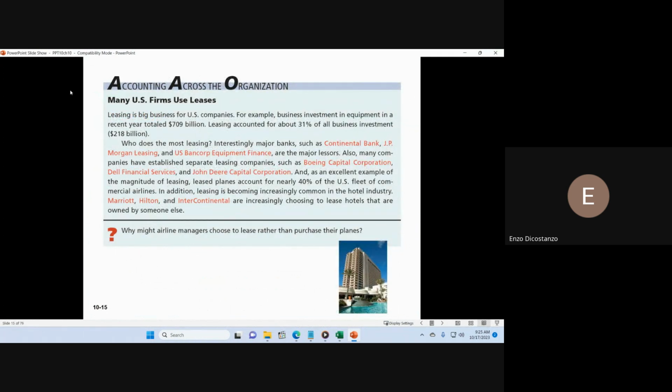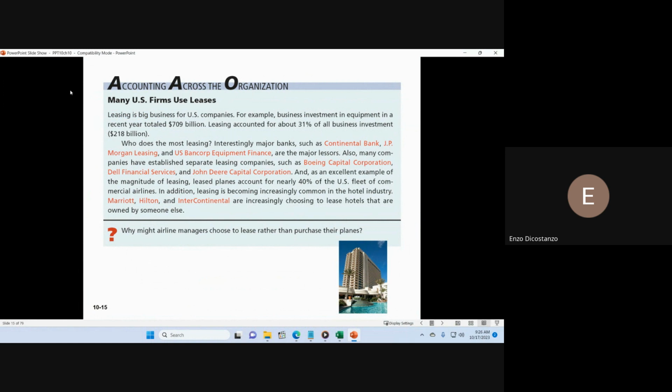JP Morgan is a big one. So they must own the property, and that's a big part of their balance sheet. And Boeing established separate leasing companies. Dell, I use Dell Financial Services whenever I buy anything, even though I could afford it, because it's zero interest. I say, give me a year to pay the computer off, and I'm happy to do it. Planes are 40% of the U.S. fleet of commercial airlines that are leased.